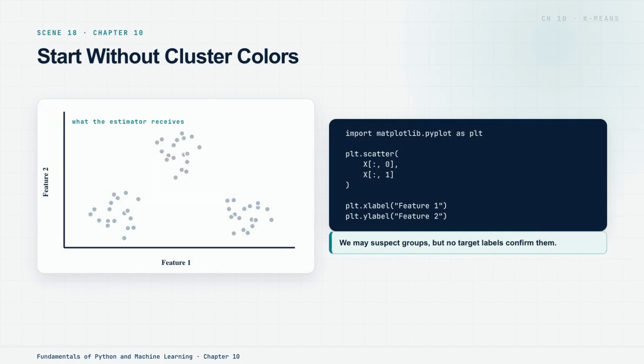Before fitting the model, we visualize the observations without cluster colors. This represents what the algorithm receives. We may suspect that groups exist, but the dataset does not provide labels to confirm them. In higher dimensional datasets, visual separation may not be obvious because we cannot display all features simultaneously. Clustering methods help examine structure that may not be visible in 1 or 2 dimensions.